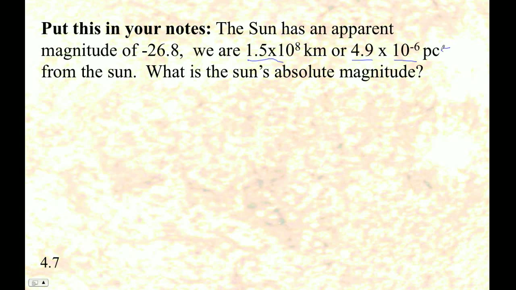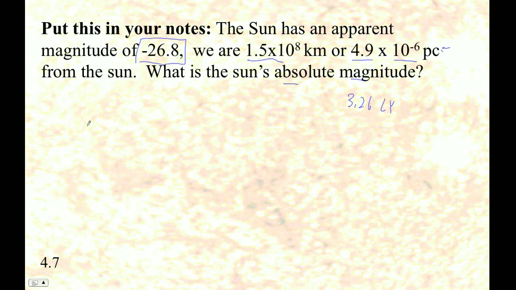So a parsec's really big, right? A parsec is actually 3.26 times as far as light travels in a year, right? So we are like 8 light minutes or something from the sun, right? So that's why that's so small. So what is the sun's absolute magnitude, right? Its apparent magnitude is gigantor. It's a super large negative number, right? Which makes it really bright.